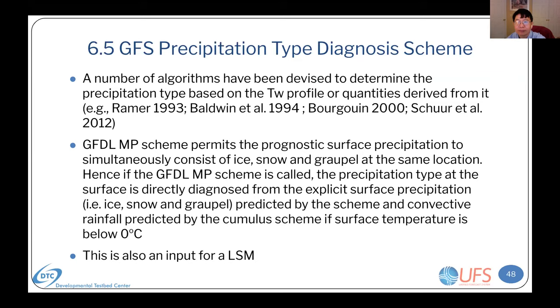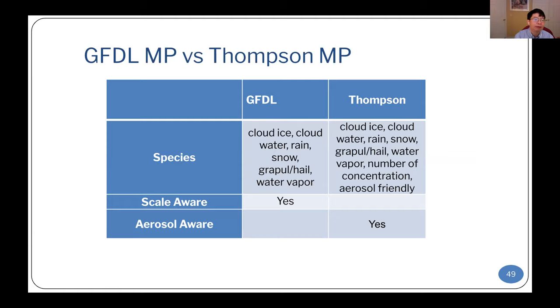Here is a simple comparison of the GFDL microphysics and the Thompson microphysics. GFDL microphysics has cloud ice, cloud water, rain, snow, graupel, hail, water vapor. Thompson also has cloud ice, cloud water, rain, snow, graupel, hail, water vapor. They also include the number concentration, and it is aerosol friendly. For scale awareness, the GFDL microphysics is scale aware; Thompson currently does not have that function. However, Thompson is aerosol aware; GFDL microphysics does not have that part.